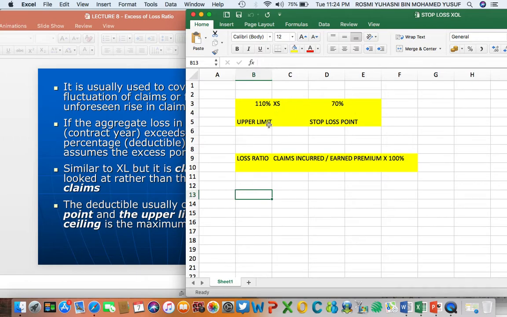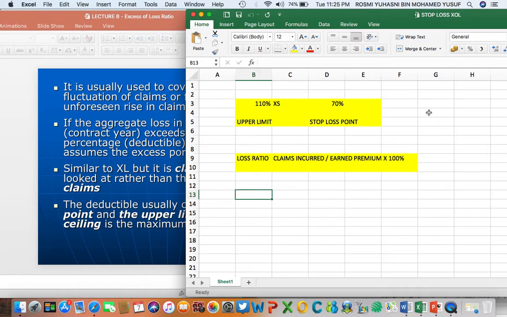So this is the mechanism of stop loss. This is the deductible point, or they call it the stop loss point, meaning that if the loss ratio does not exceed 70%, or let's say 40% or 50% loss ratio, there is going to be no reinsurance recovery. Reinsurance recovery will only happen if the loss ratio exceeds this stop loss point. Let's say the loss ratio is 75%, or 73%, or 80% or 90%. The percentage which exceeds this stop loss point will be covered by the reinsurer. But the reinsurer will only cover up to 110% loss ratio.